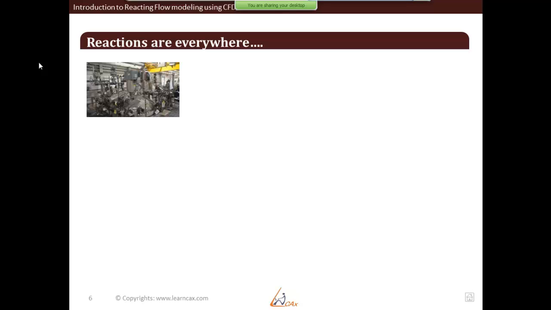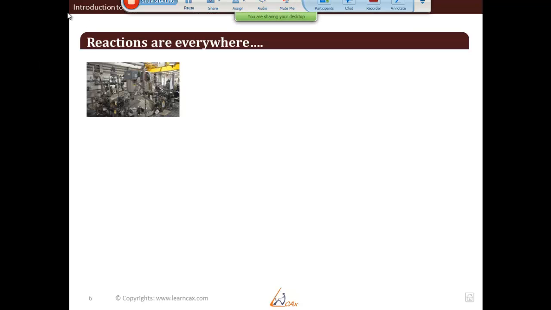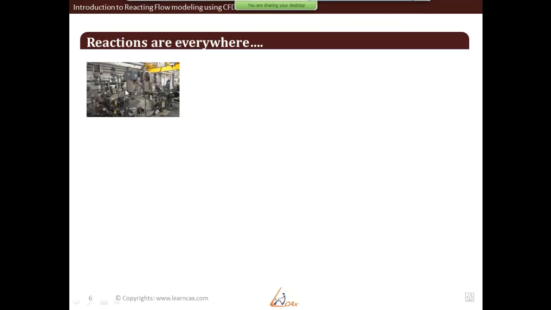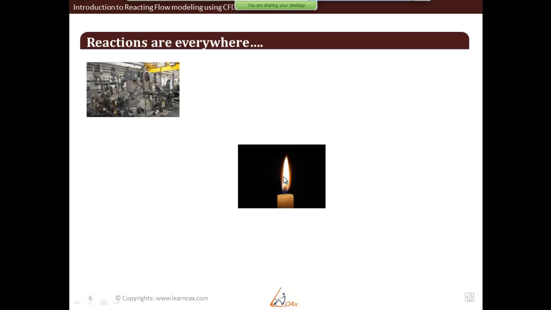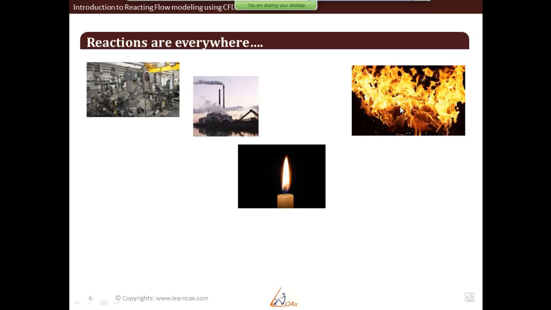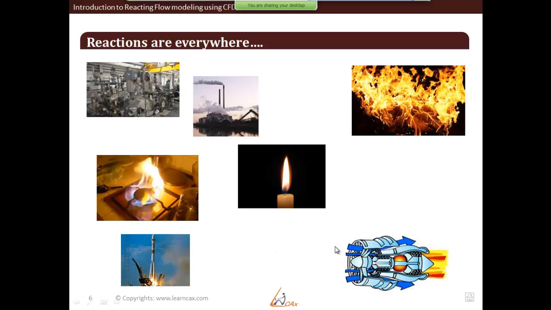So the basic question that arises is why it is at all necessary to model or to study reacting flows. If we observe things around us, we see that reactions are present everywhere, whether it is in a reactor plant or in a chemical reactor, or even a simple candle burning, it is a combustion reaction. Even power plants generate energy based on reactions, as well as wood or coal which is burning, a combustion reaction. Even within the propulsion system reactions are present, as well as jet engines run on reactions.